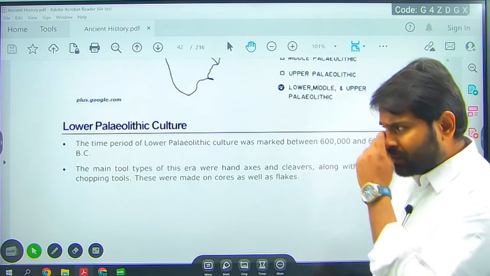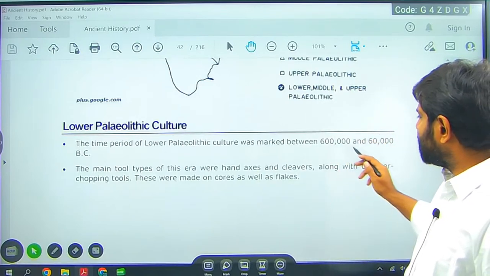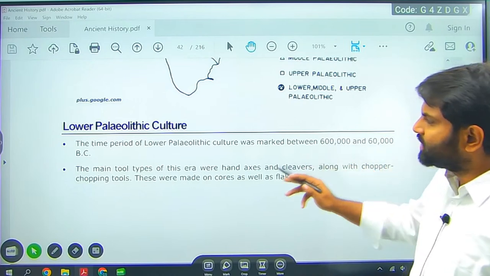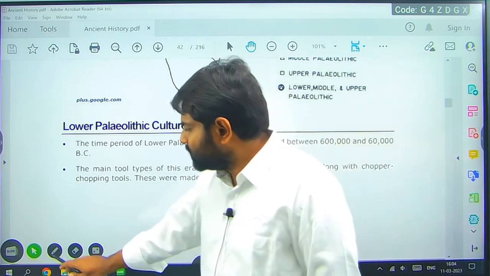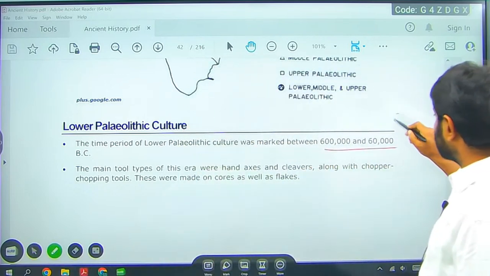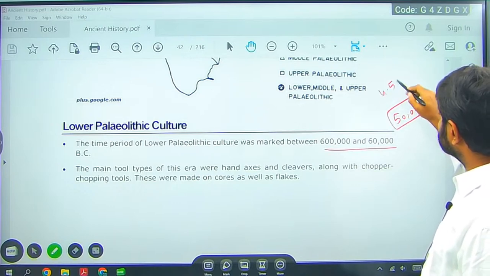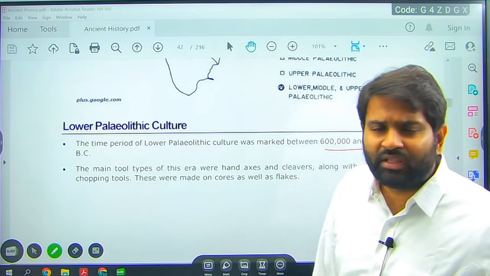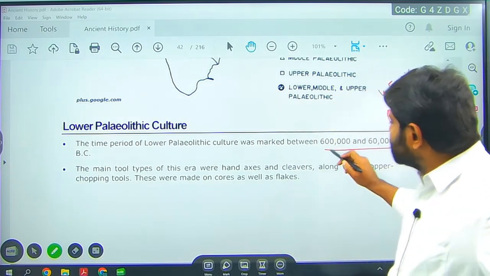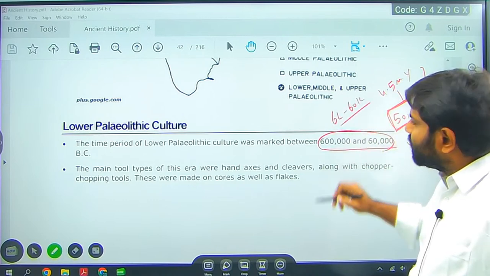The time period of the lower Paleolithic was marked between 6 lakh and 60,000 BC. 6 lakh years to 60,000 BC. As I said, 50,000 years ago, from 4.5 million years ago to this, we had good evolution. Right now, we are comparable to a person who is from 50,000 years ago. Similarly, 6 lakh to 60K is what we call the lower Paleolithic age.